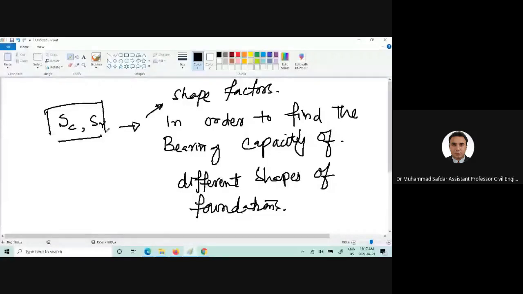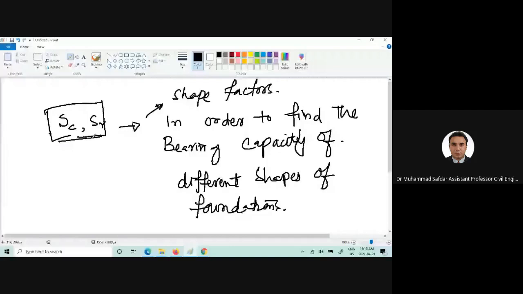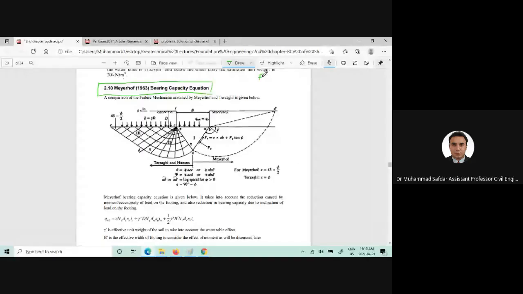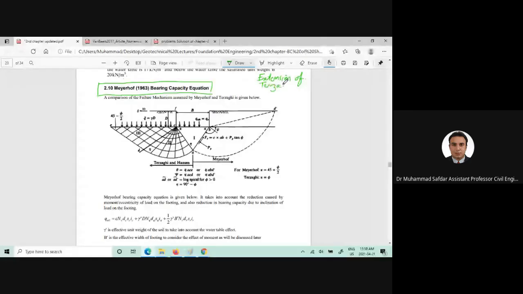Now, in this lecture, we are going to focus on the Meyerhof bearing capacity theory. Basically, this is the extension of Terzaghi's bearing capacity theory.